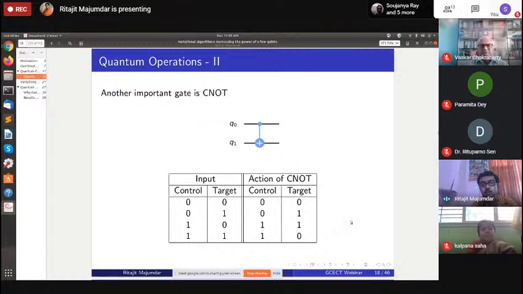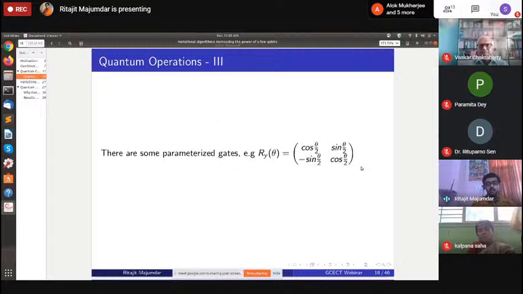That is why it is NOT, and it is controlled because that action of the NOT gate is controlled by this control qubit. That is why it is called controlled NOT, or C-NOT. And there are some parameterized gates.